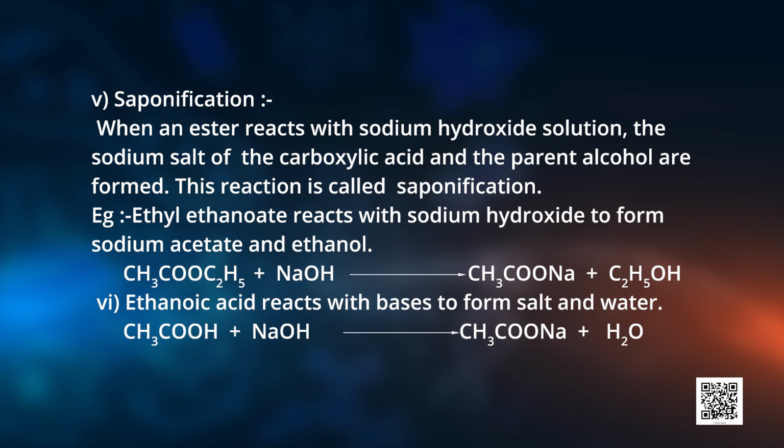So my reactants become CH3COOC2H5 plus NaOH. Now please have a look on screen for products of this reaction. Our products will be CH3COONa plus C2H5OH.